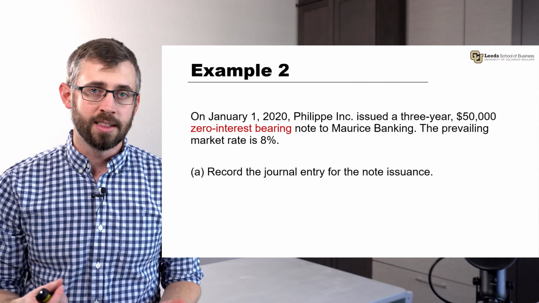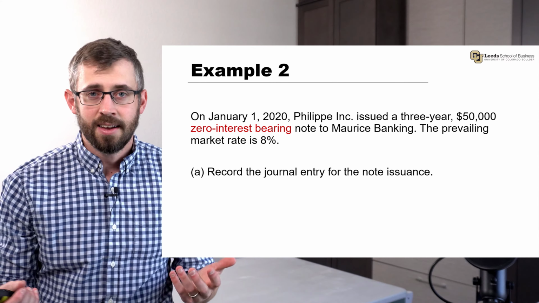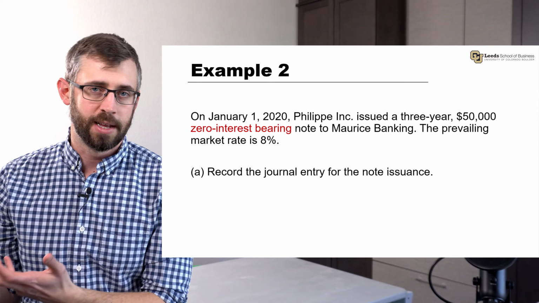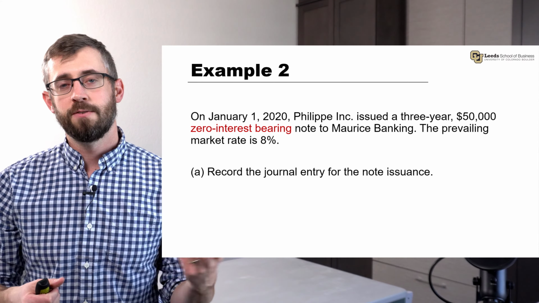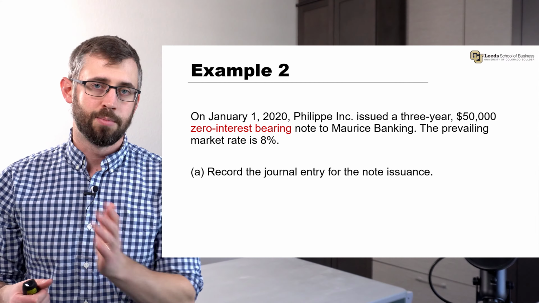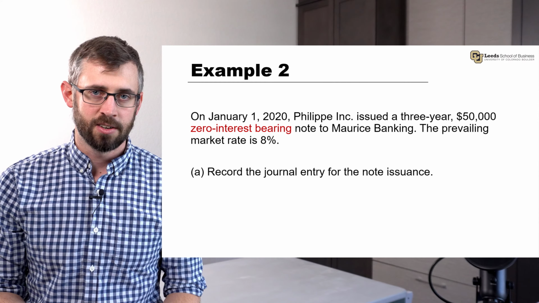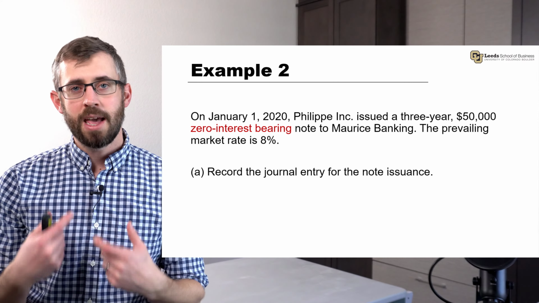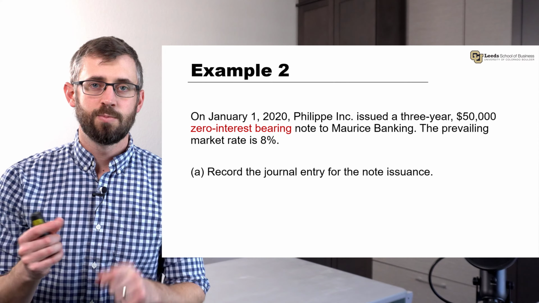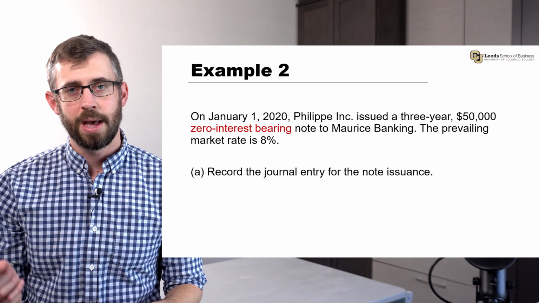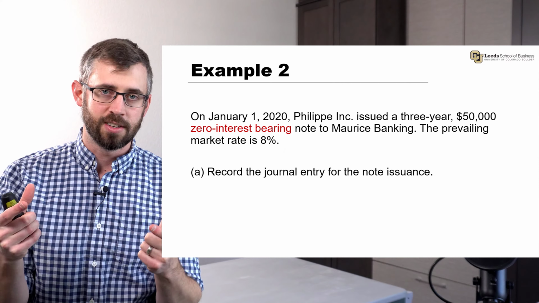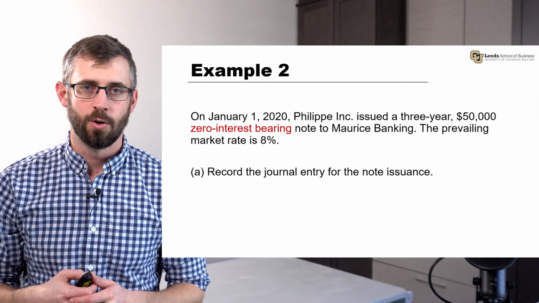Now, if you are the lender in this scenario, you would look at this and say, hey, I can go get 8% somewhere else because that's the market rate. And so if Felipe Inc. is not going to pay me 8% every year, well, then I'm going to loan them less than the $50,000 so that when they repay me $50,000, that difference between what I loaned them and what they repaid me is going to be all that interest at basically an 8% annual rate.